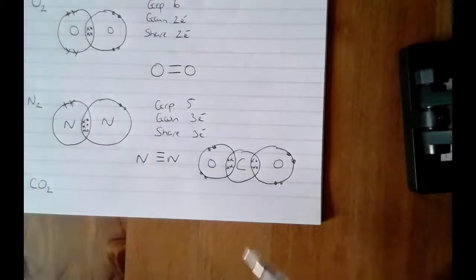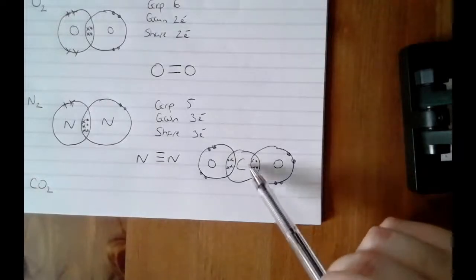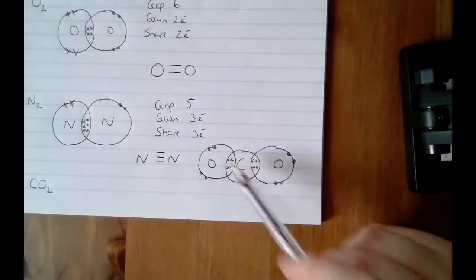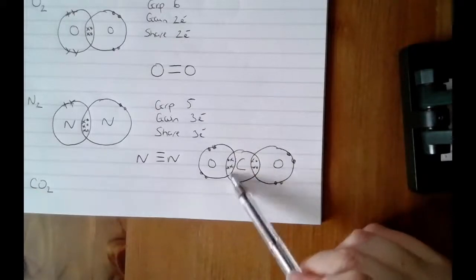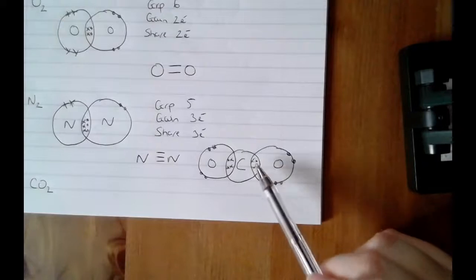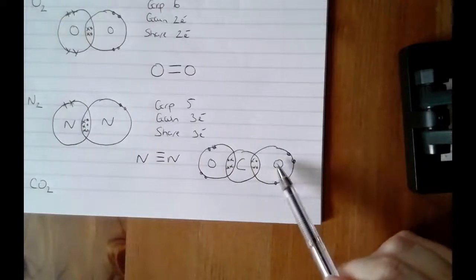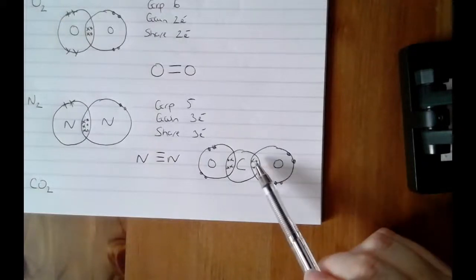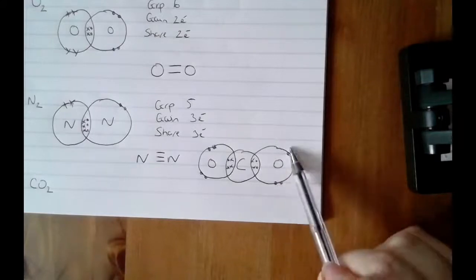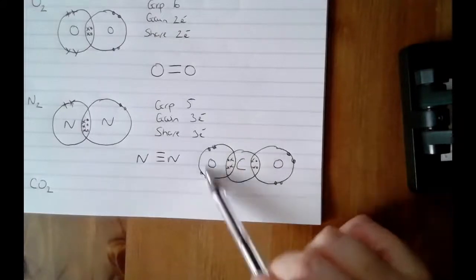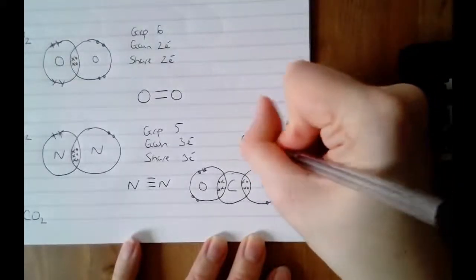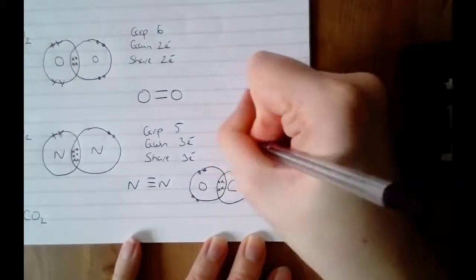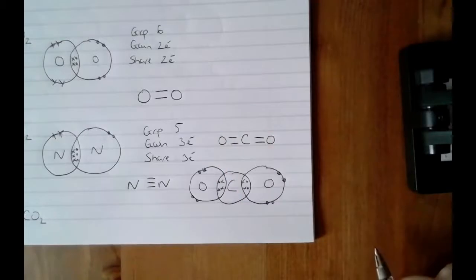Okay, so this is what your CO2 molecule should look like. Carbon's got 4 electrons, so it wants to share 4. So I've drawn carbon's electrons as crosses, and I've put 2 electrons in one shared space and 2 electrons in another. Each oxygen wants to share 2, so this oxygen shares 2 electrons with the carbon, keeps its other 4 to itself. This oxygen does exactly the same thing. And what you'll end up with is carbon double bonded to oxygen and then double bonded to oxygen, okay?